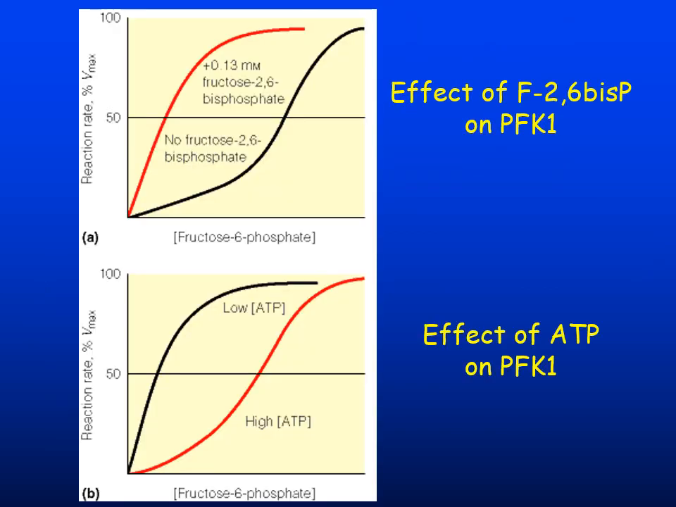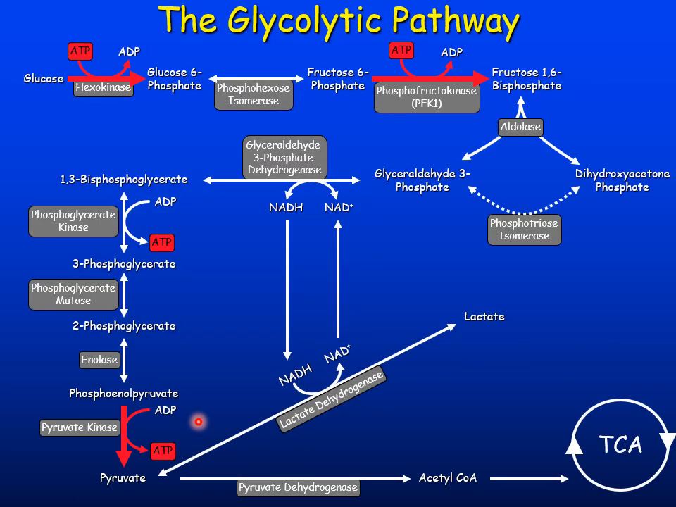But nonetheless, the effect of fructose 2,6-bisphosphate on PFK1 is clear. It massively increases the affinity of that enzyme for its substrate without diminishing its Vmax. And you can see the contrast in black of that same enzyme when there is no fructose 2,6-bisphosphate present. Alright, so now let's look at our last regulatory step of glycolysis, catalyzed by pyruvate kinase.